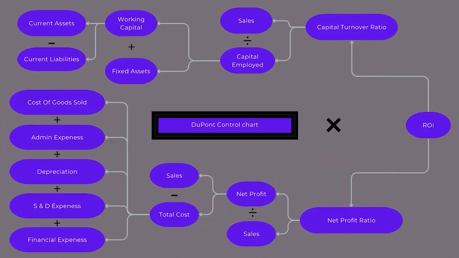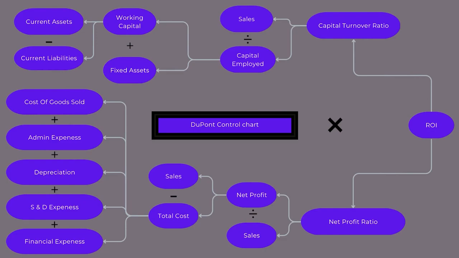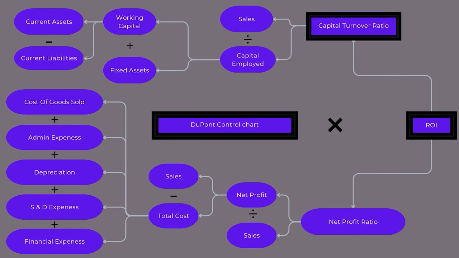This technique is also known as DuPont control chart. And what is the benefit of DuPont control chart? Through this chart, we can make a detailed analysis of various factors affecting ROI, that is return on investment. For this analysis, two important ratios are used. First one, capital turnover ratio. It means sales divided by capital employed.